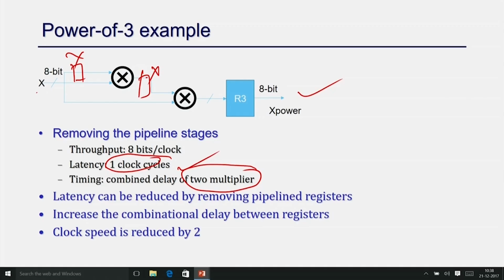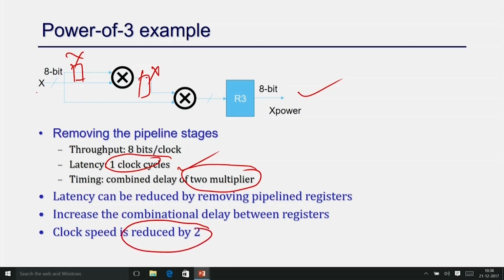Earlier, if you were achieving 100 megahertz, you are now going to achieve 50 megahertz, because now there are 2 multipliers in series, and a multiplier is usually a very complex design. So, your clock frequency will be reduced by 2, right. So, this is something that is going to happen.